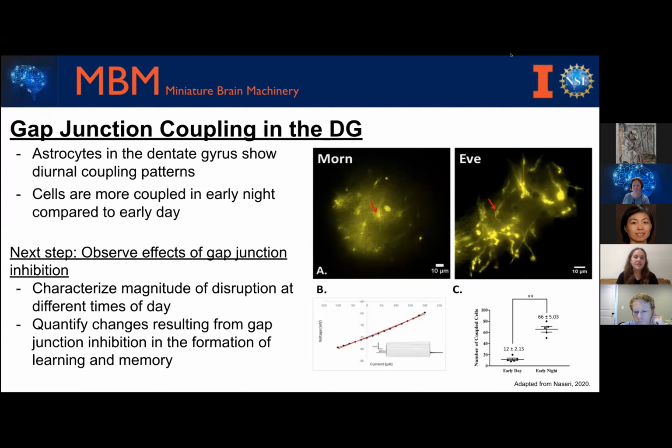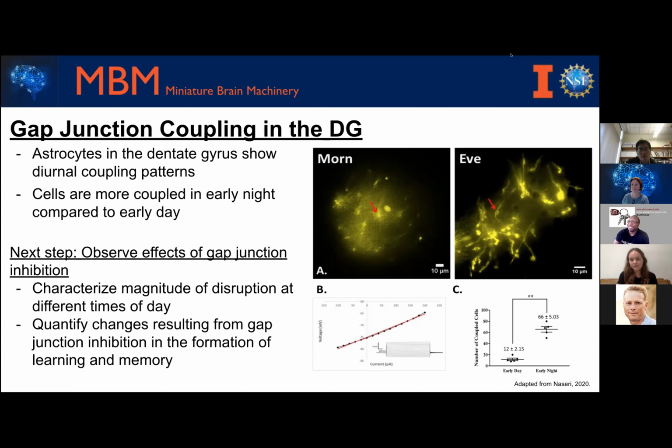I know that the neurons in the hippocampus specifically do show these clock genes. I am not 100% certain if we see these clock genes in the astrocytes as well. Thanks.